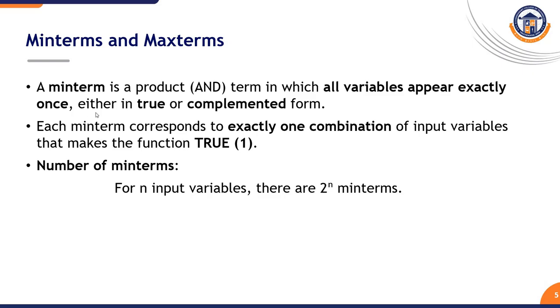That is, A will appear only once. If we have two variables A and B, A will appear only once and B will appear only once in a product term, in either true or complemented form. So the number of minterms for n input variables will be 2 power n minterms.